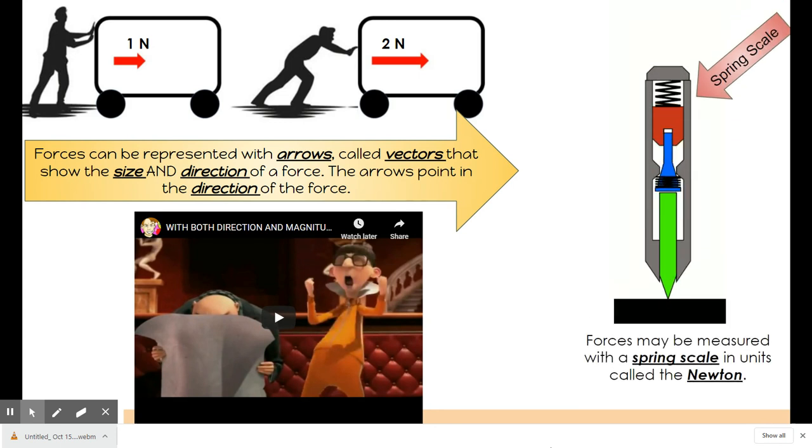Okay, forces are measured with a spring scale, and the spring scale measures in units called newtons. And that's why we put the N at the end there, like 1 Newton of force or 2 Newtons of force.